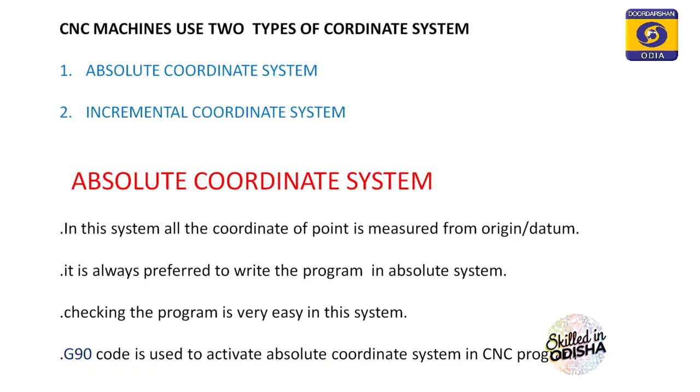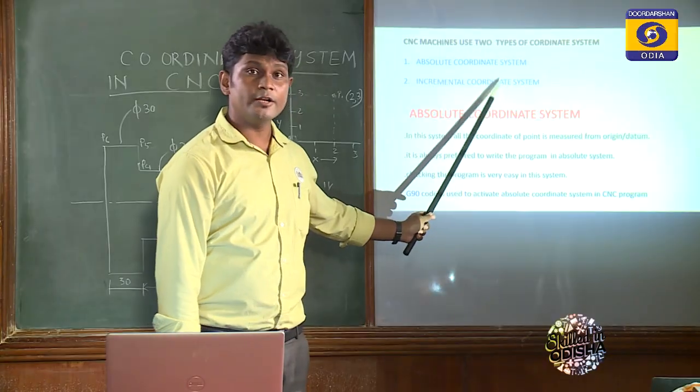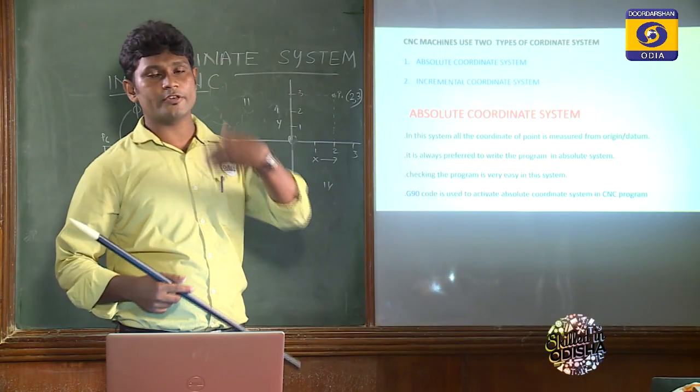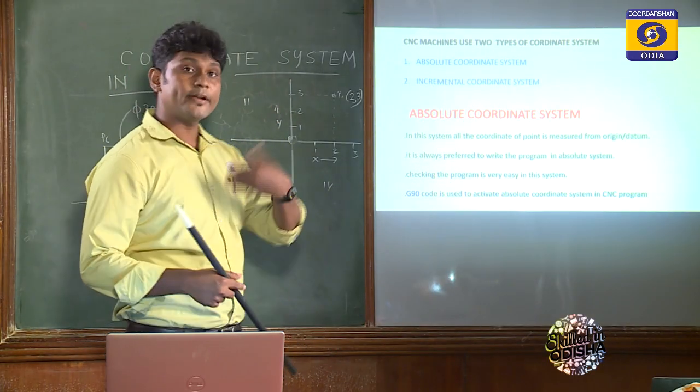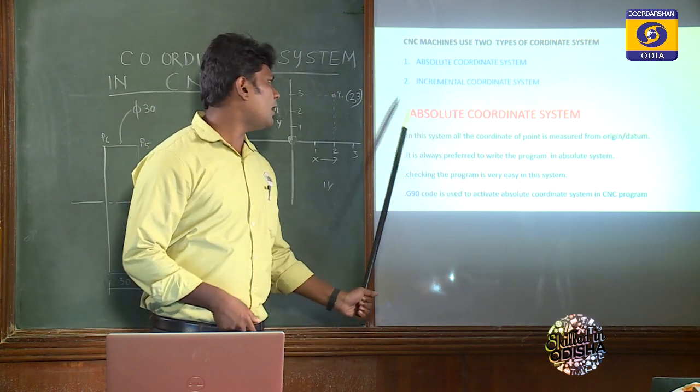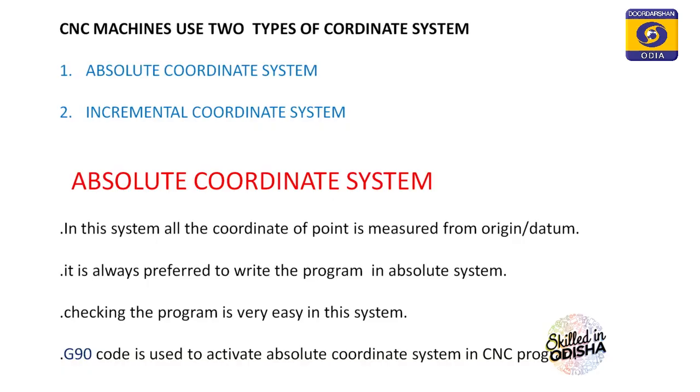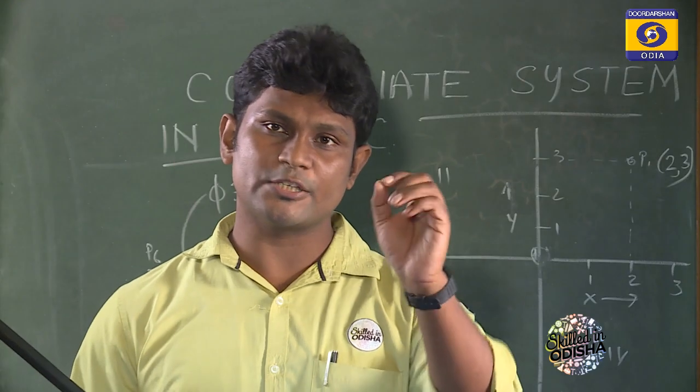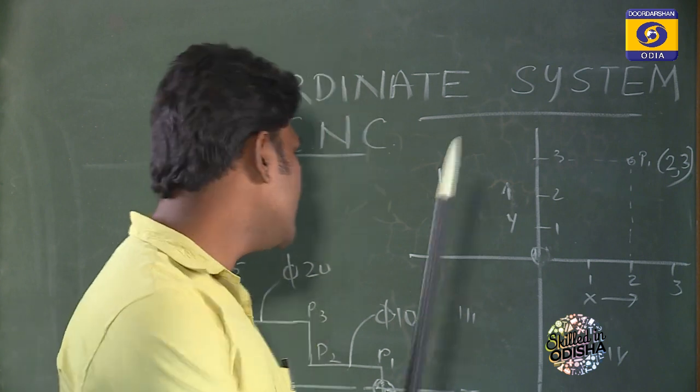That means the absolute coordinate system and the incremental coordinate system, in order to find out the dimension or the location of the points to create the part programming. Now what is the absolute coordinate system? In the absolute coordinate system, every point is measured with respect to a reference point or origin or datum.